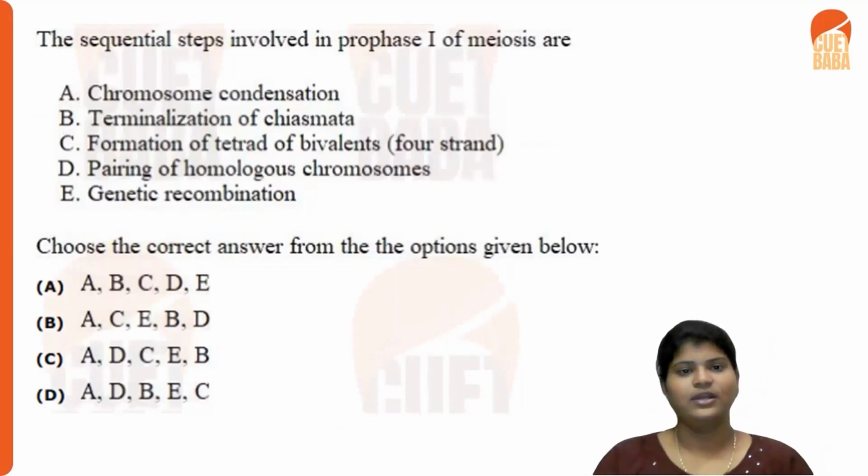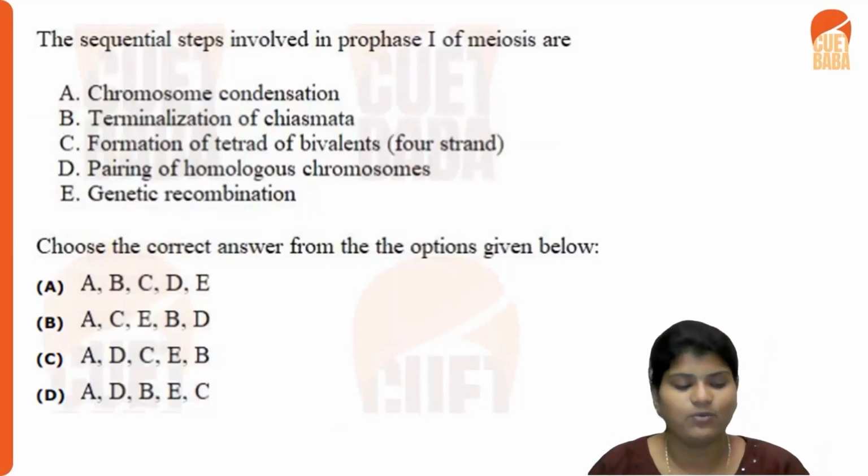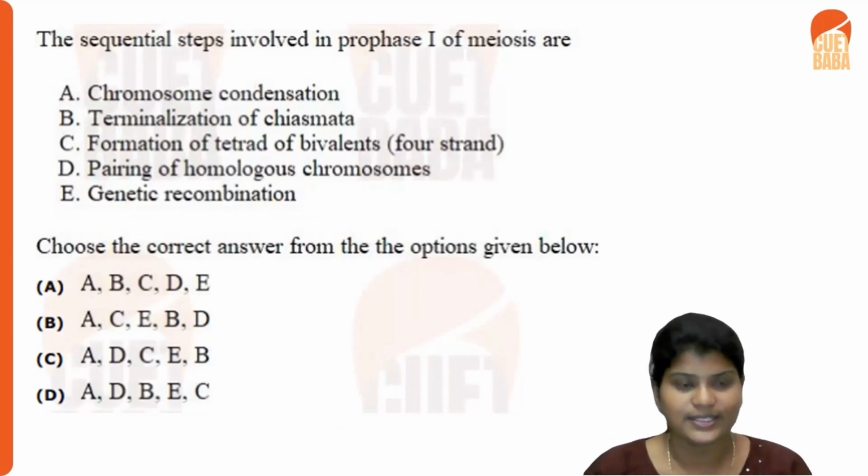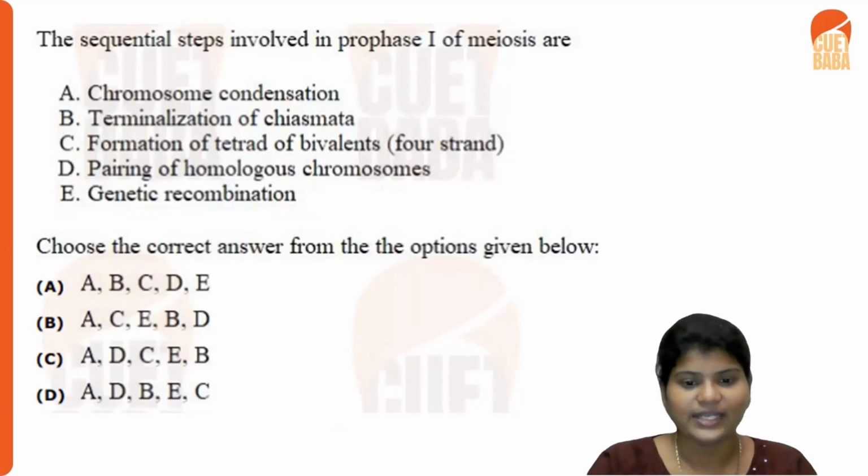Okay, and the next one: the sequential steps involved in prophase 1 of meiosis are. For this, we need to arrange the steps. Option A: chromosome condensation, terminalization of chiasmata, formation of tetrad or bivalent, pairing of homologous chromosomes, genetic recombination. We need to arrange them in order.